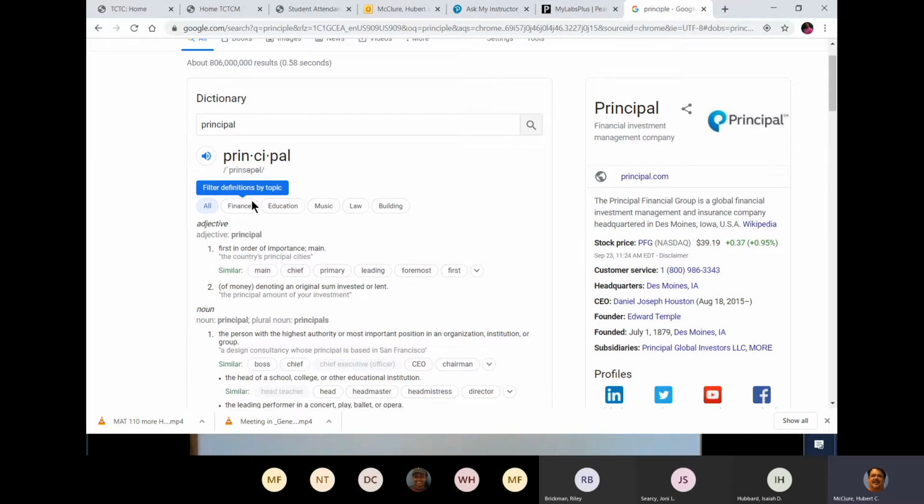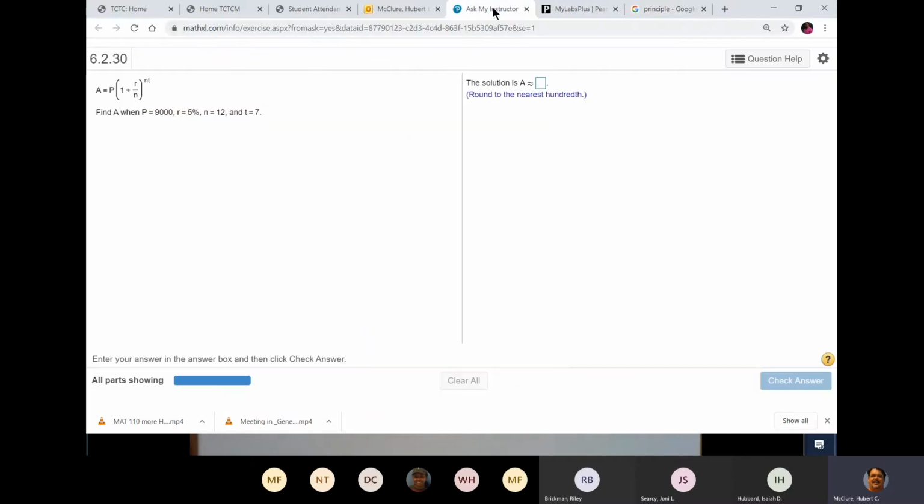Principal. And that is money invested. Write that down. Principal is the money invested. So in this case, I'm glad I got that checked. In this case, you're investing $9,000 in this example.